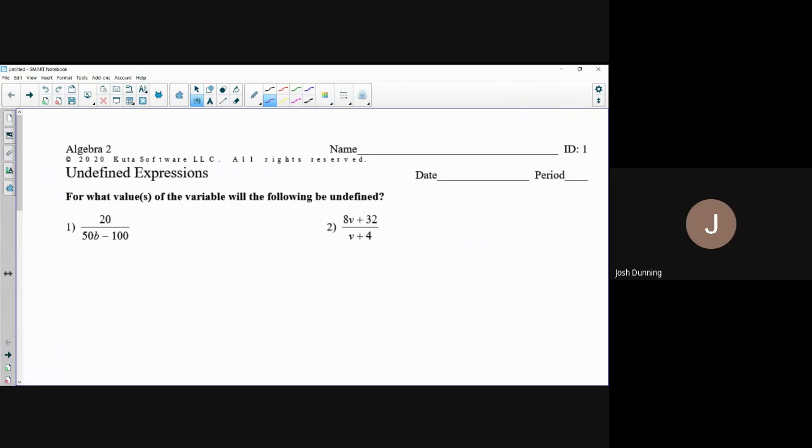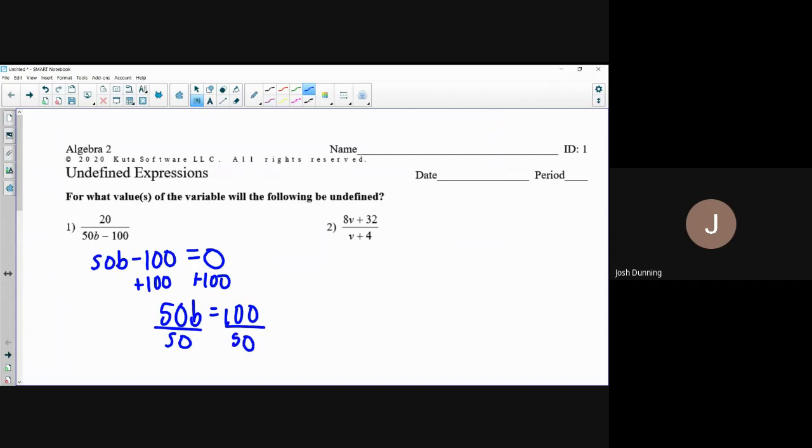So like I said, forget about the top. Set the bottom equal to 0 and solve. There's no square here. This isn't anything fancy, this one. It's just a two-step equation. Add 100. Divide by 50. 100 divided by 50 is 2. Number 2 is even easier. Forget about the top. Set the bottom equal to 0. Minus 4. B equals negative 4.